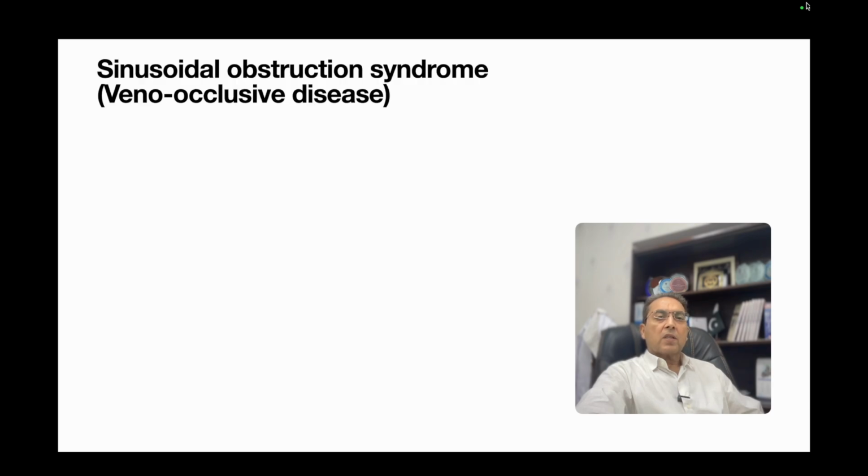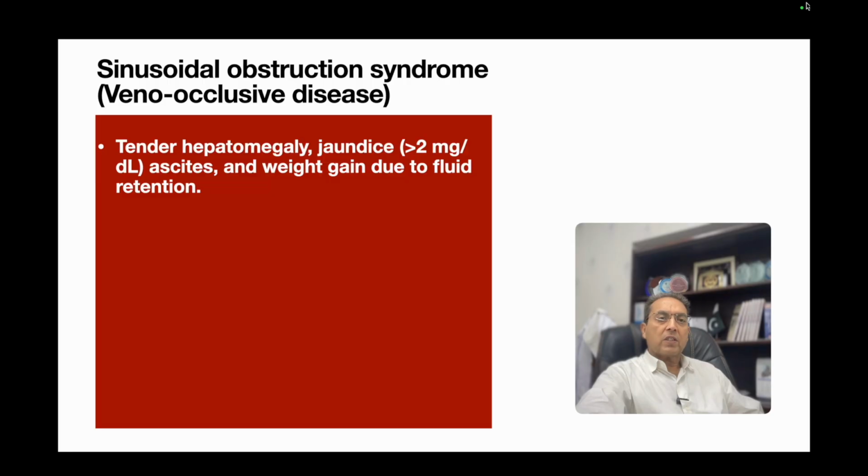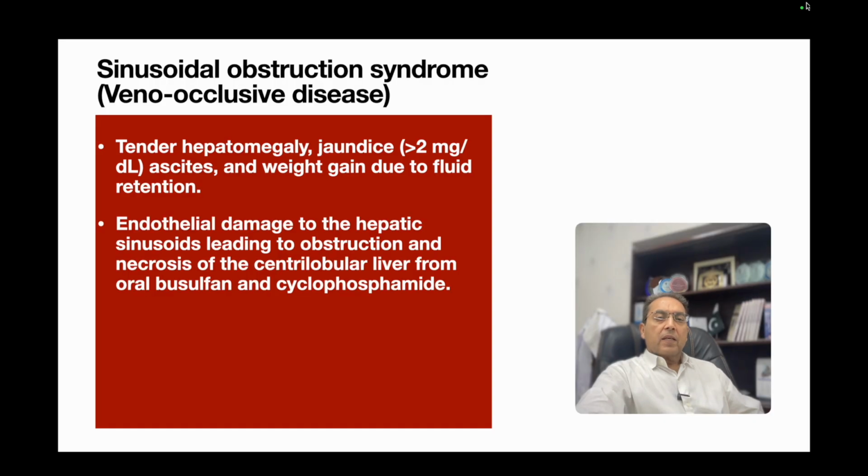And then you've got sinusoidal obstruction syndrome, which was called veno-occlusive disease. There is tender hepatomegaly, there may be jaundice, bilirubin may be 2 mg or more, ascites, and weight gain due to fluid retention. There is endothelial damage in the hepatic sinusoid leading to obstruction and necrosis of the centrilobular liver from oral busulfan and cyclophosphamide. So these are the drugs.